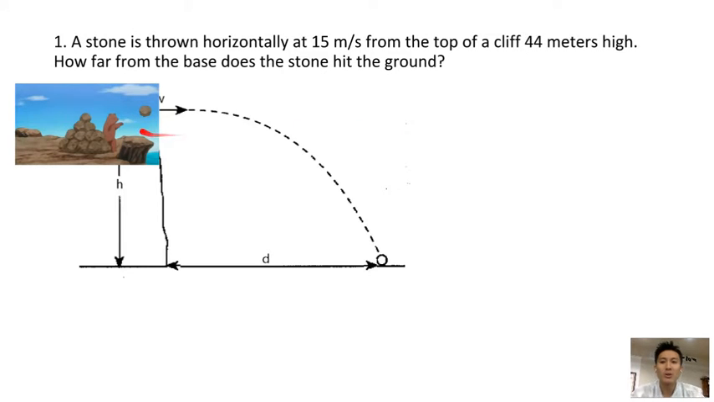We have a stone thrown horizontally off the cliff at 15 meters per second, and it goes 44 meters high. It travels negative 44 meters. And we want to find the distance, or the range, that the rock traveled.